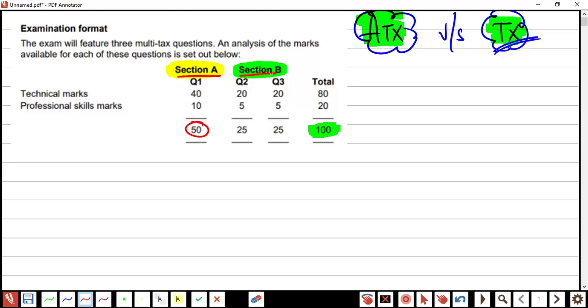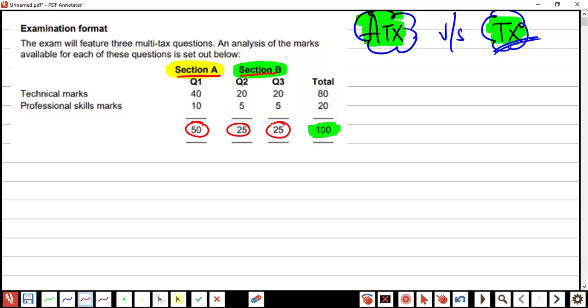Okay. In Section B, you will get two questions, two scenarios again. But the scenarios are a bit shorter as compared to the scenario in question number one. And those two scenarios usually cover one or two areas of the syllabus, not many topics. Usually, the scenarios in Section B, yani question 2 and question 3, are on one specific area or one specific topic. But in Section A, a number of topics, a number of areas are going to be examined.